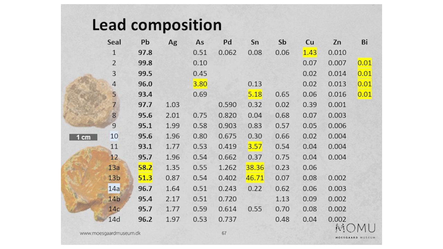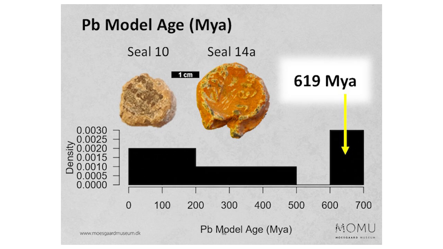Those that have the bismuth in, and the two I've highlighted here not very clearly are 14A and 10. They're very similar in their composition, and they're those two seals shown there, and they're the special ones because what we found with those two seals is their geological age is really old. They're bang on 619 million years ago, and those ages fit exactly with Iglesiente.